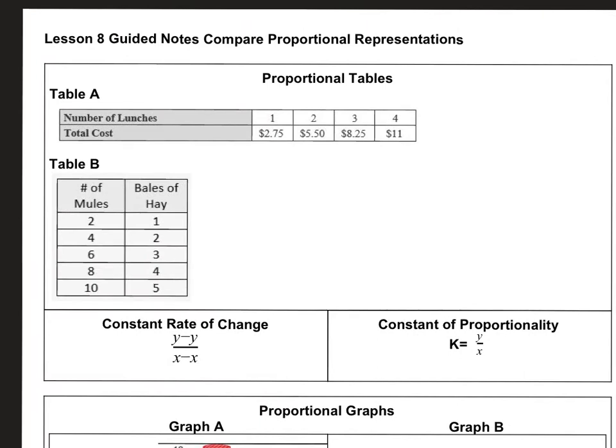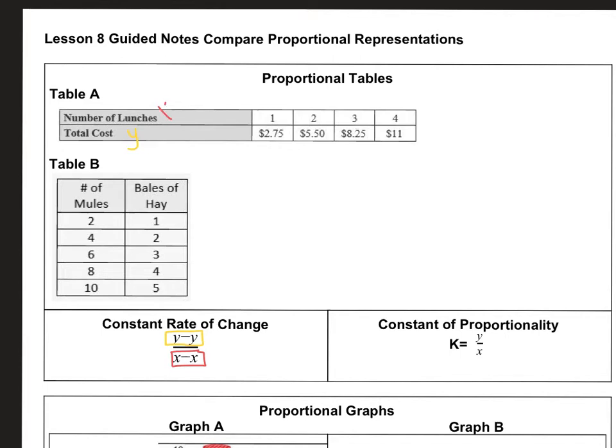So let's just start with our table. Remember, in the past two lessons, we were looking at our change in y over change in x. And again, we're going to do the same thing here. We've already seen some of these tables. Now we just want to stop and compare them.